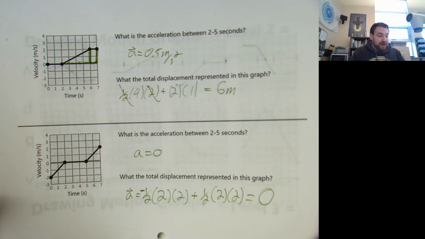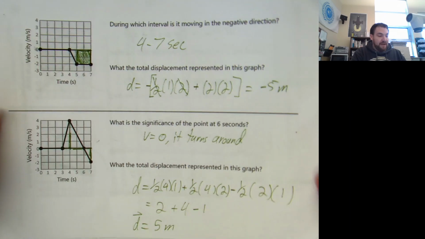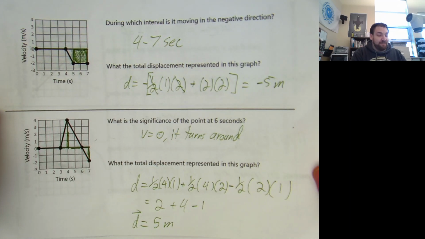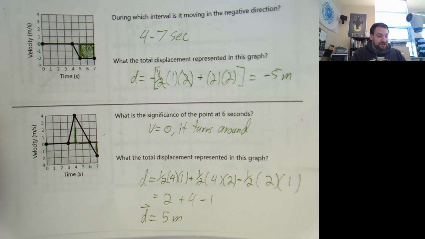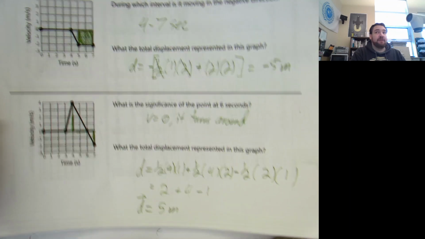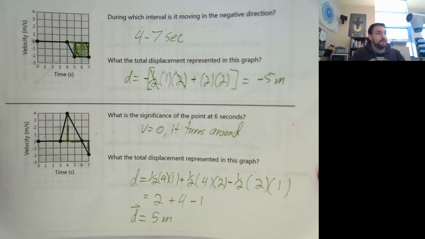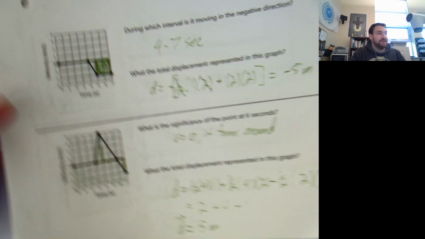Half a meter per second squared, 6 meters, 0 and 0. Comments, questions, concerns on any of those? Okay. I am recording. Good. 4 to 7 seconds, -5, 0 it turns around, and 5. Comments, questions, concerns on any of these? Going once, twice, thrice, sold.